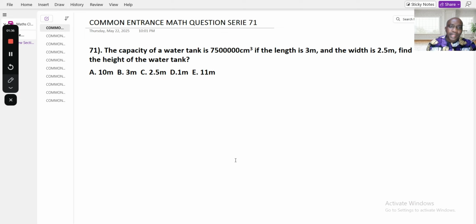Let's begin. The capacity of a water tank is 7.5 million centimeter cube. If the length is 3 meter, the width is 2.5 meter, find the height of the water tank.